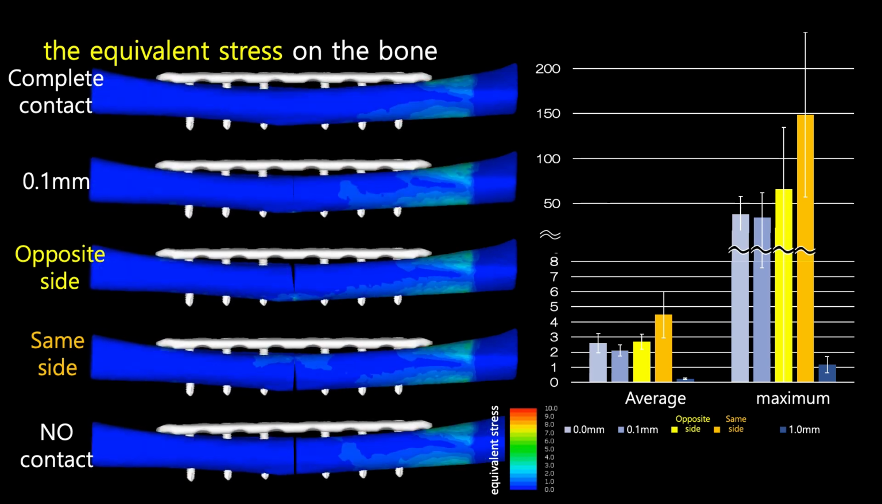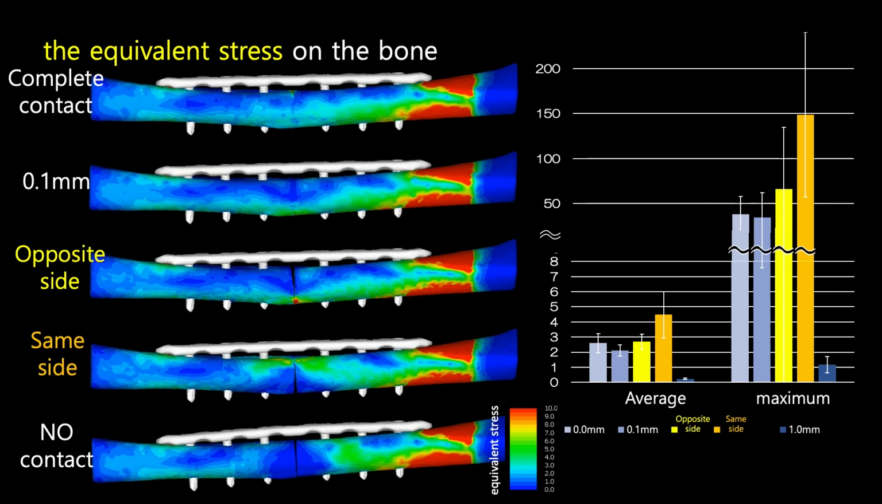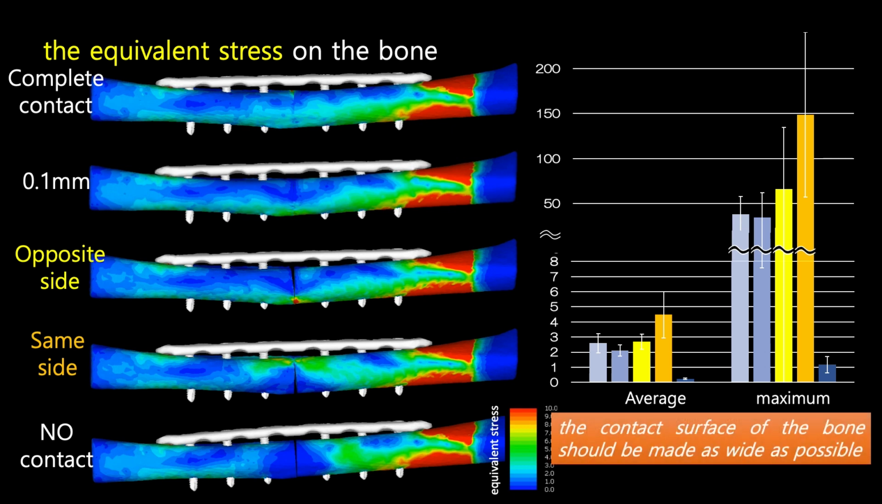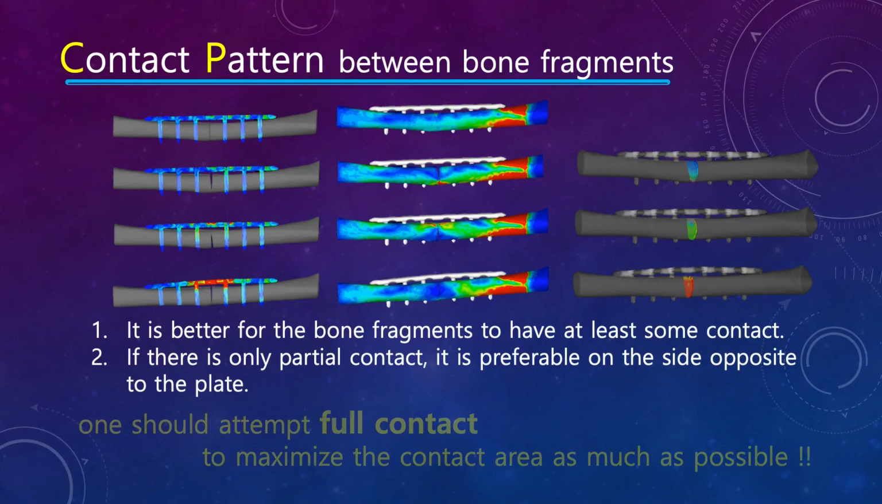In the case of a fixation method that is only partially in contact, the stress on the bone increases overwhelmingly, especially in models where only the side with the plate is in contact. Very high stress occurs locally. Therefore, it can be said that the contact surface of the bones should be made as wide as possible.